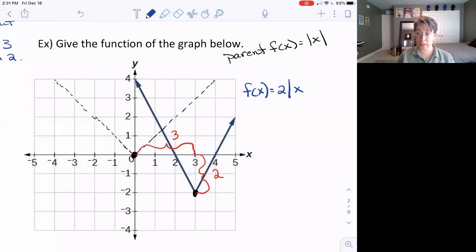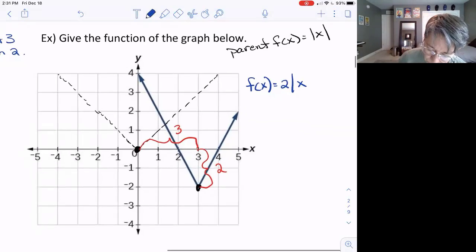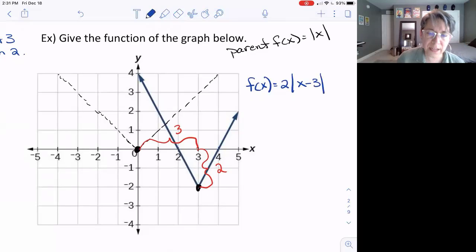Using our knowledge of transformations, we shift right 3. That means we're actually subtracting 3 from the inside x value. When we move down 2, that means we are subtracting 2 from the entire function. Now, there are 2 ways that we can actually check this.